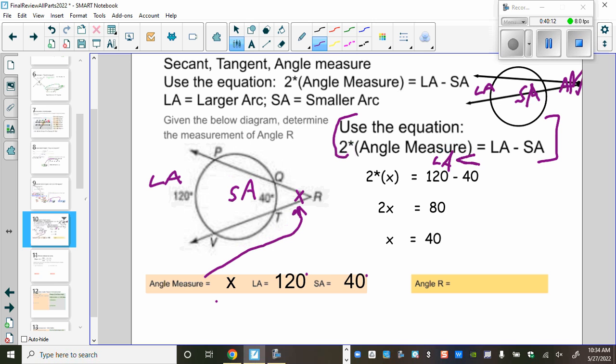And then I'll just abbreviate angle measure with AM. That's for this type of problem where you have to identify angle measure, larger arc, smaller arc. So then angle R will be 40 degrees.